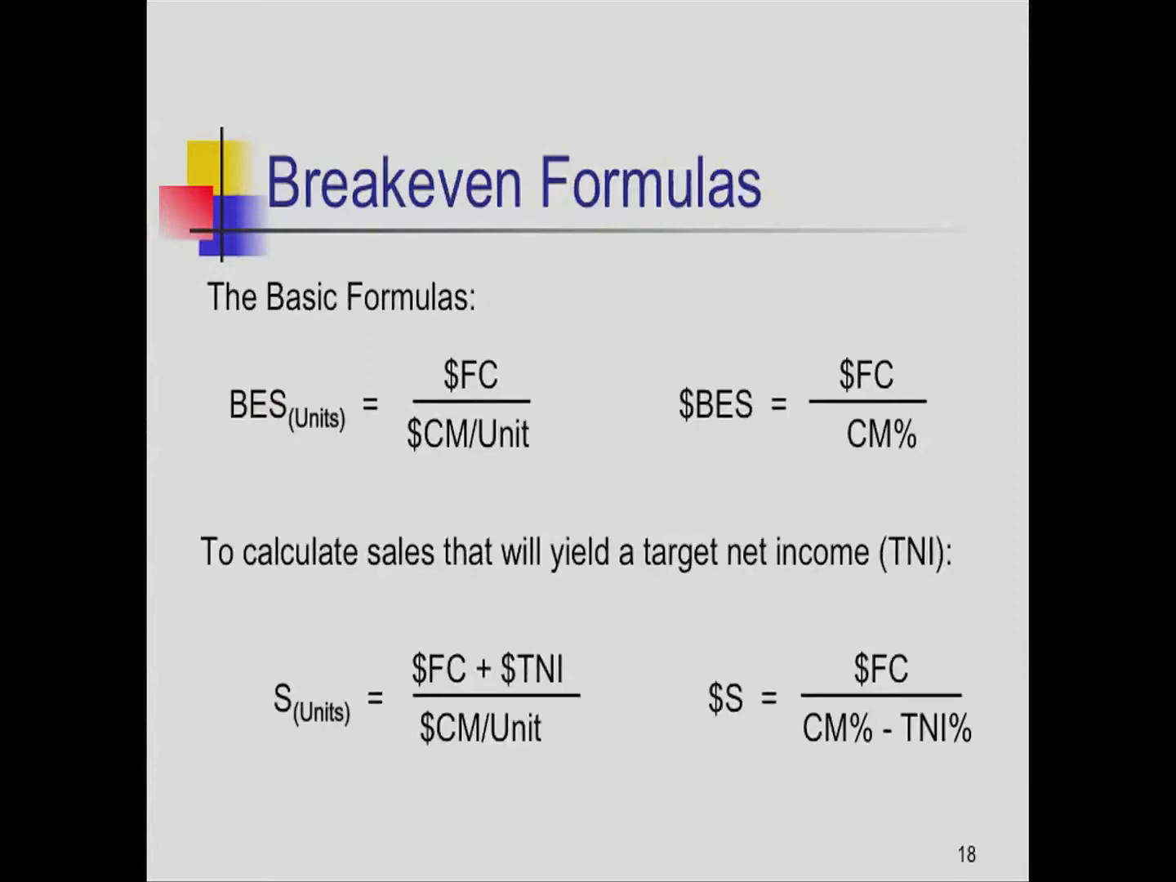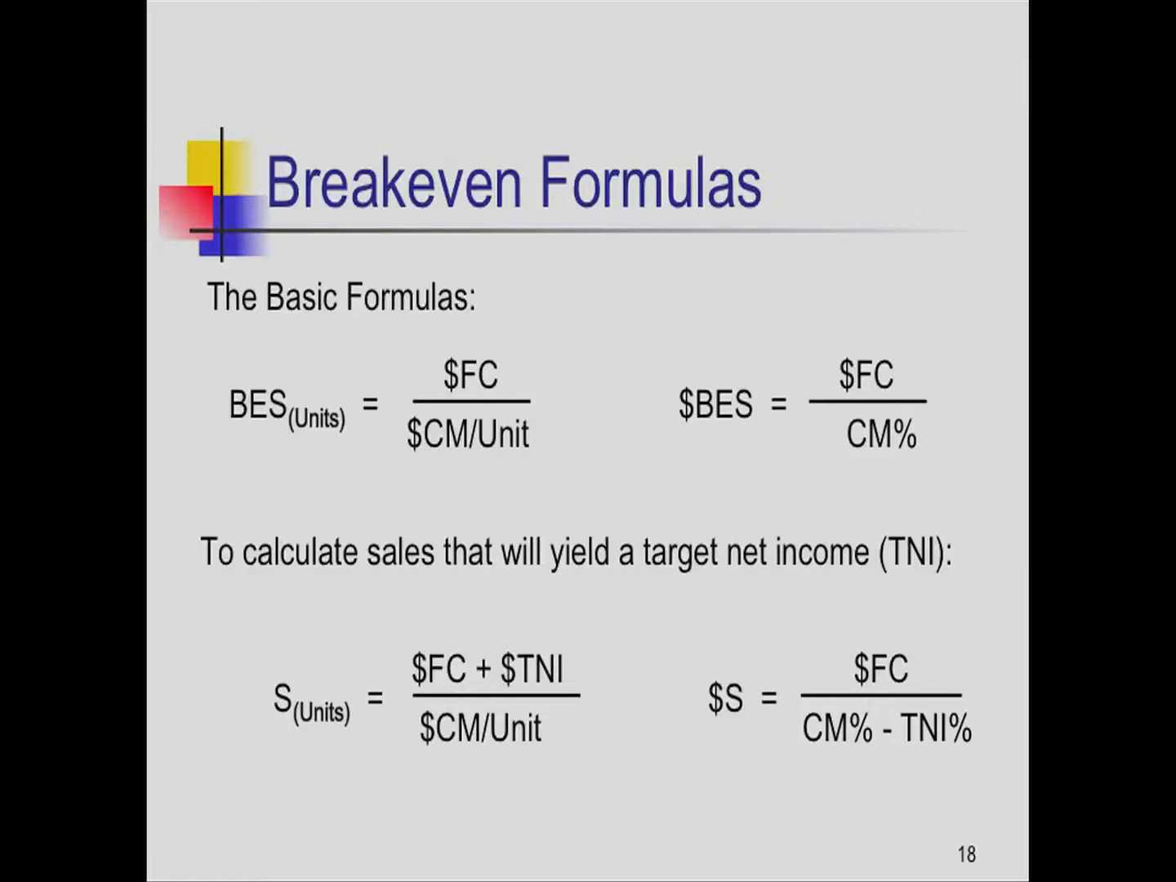The first one is the break-even sales in units. That's what we just derived. We can also do the break-even sales in dollars, and we do that by dividing the fixed cost by the contribution margin percentage, which was the number we calculated for Charlie's chair company. The derivation is exactly the same. We go through the same steps we had on the previous slide, except instead of contribution margin per unit, we express contribution margin as a percentage of sales.